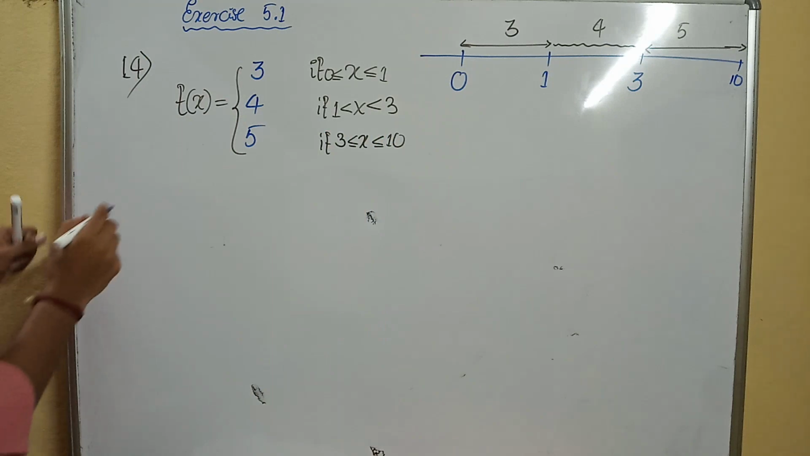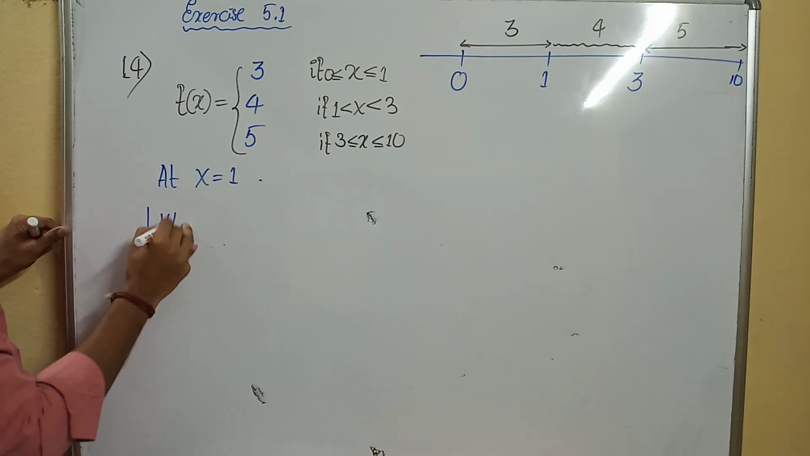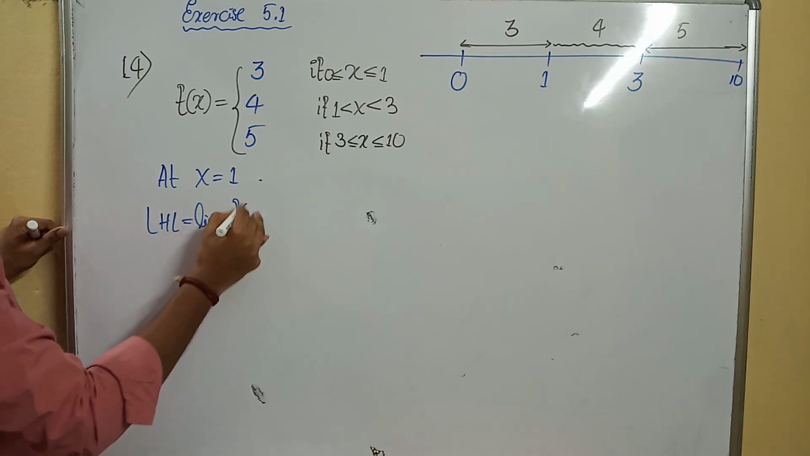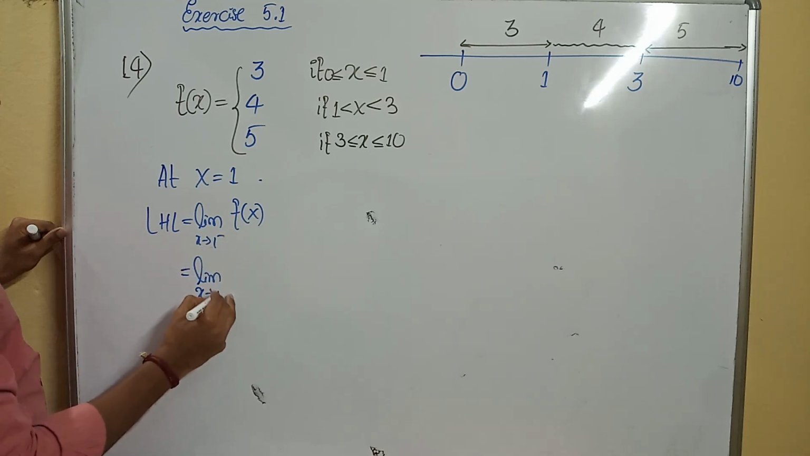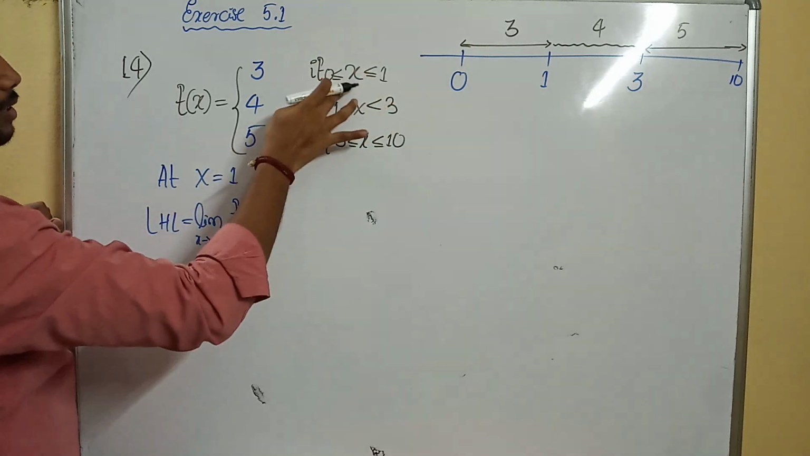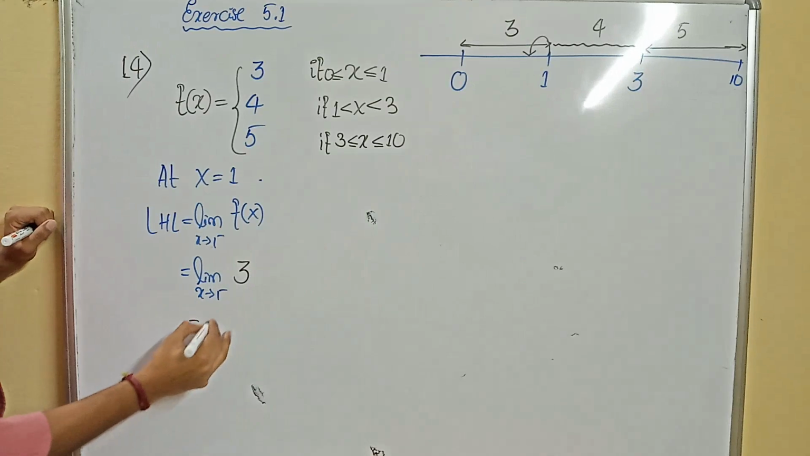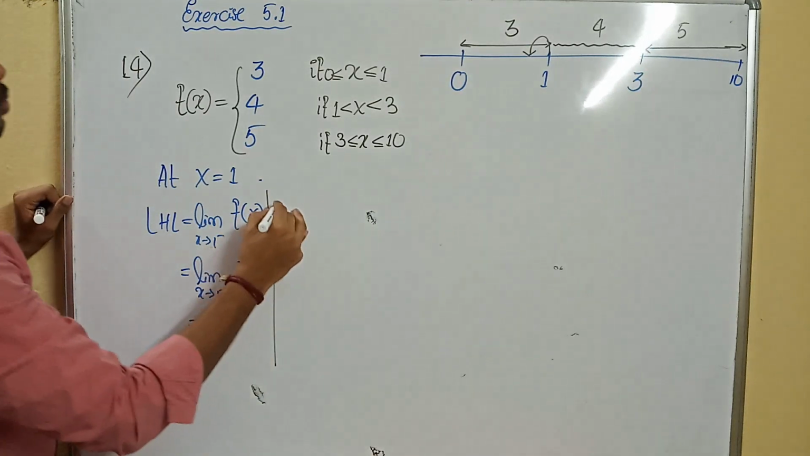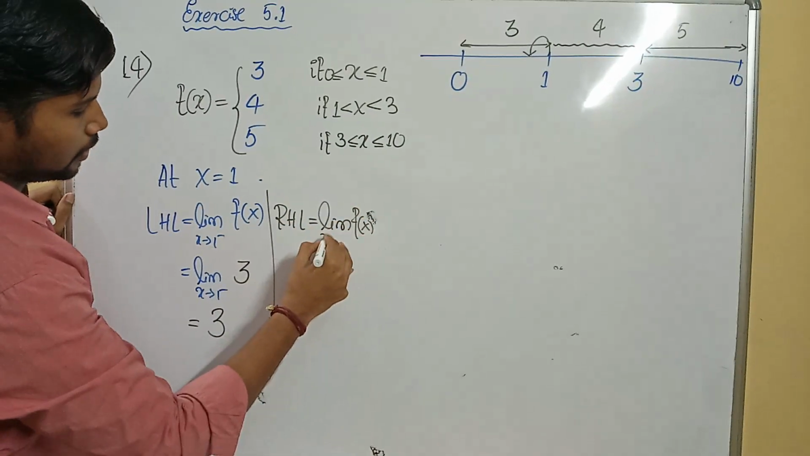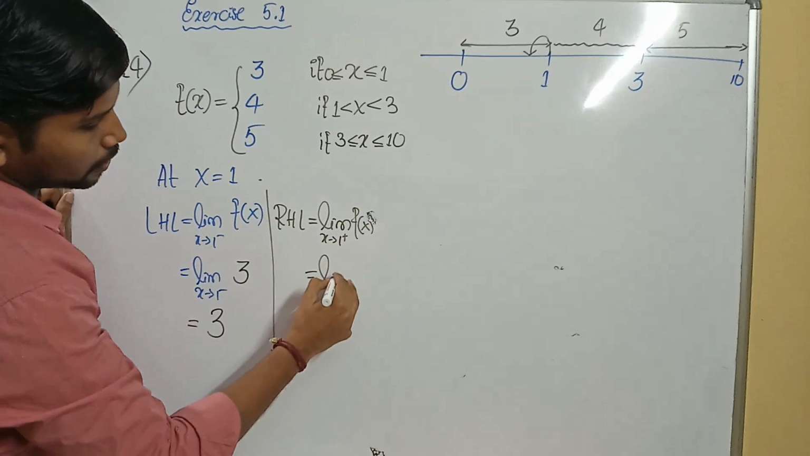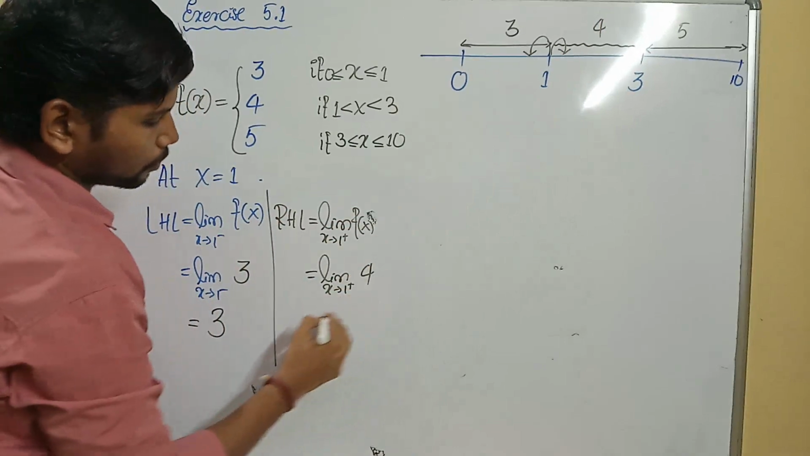But I would like to prove this by using the regular method. At x equal to 1, I would like to check what the LHL is. Limit of f of x as x tends to 1 minus. What is 1 minus? Less than 1. What is less than 1? Its value is 3. Otherwise you can understand that 1 minus will be 3. Got it? It will be 3 only. Is it clear? Then what about the RHL value? The RHL value will be limit of f of x as x tends to 1 plus. What is 1 plus? Greater than 1. Greater than 1 value will be 4. It will be 4 only.